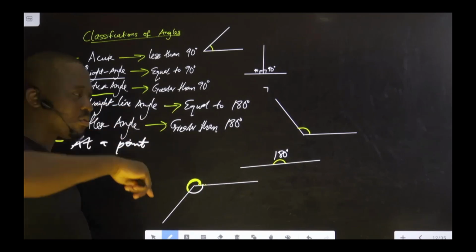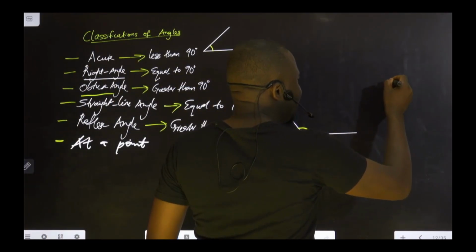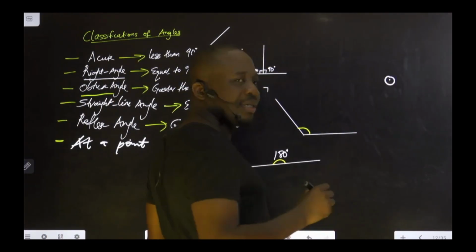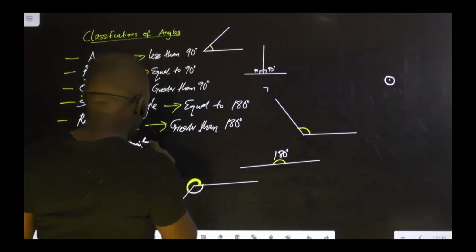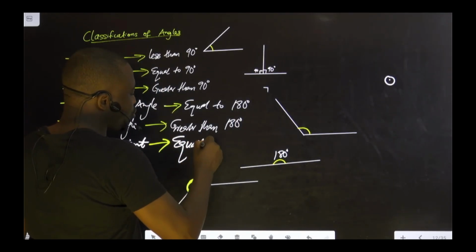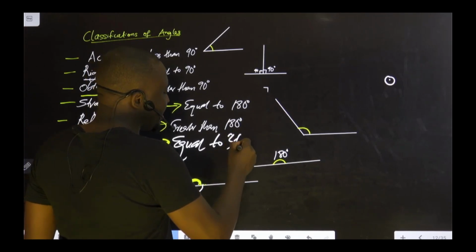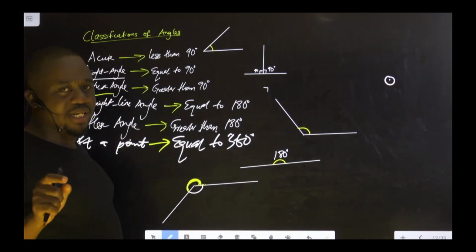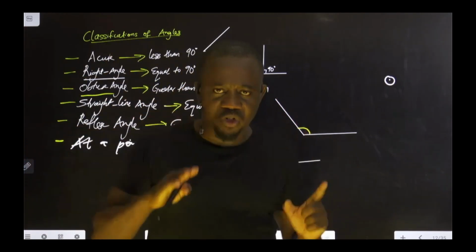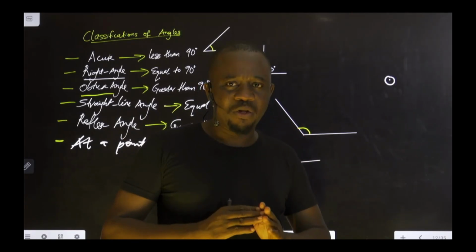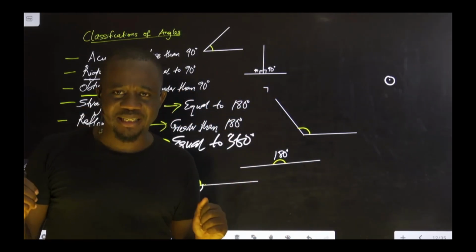Around a circle, this is a point. Around this point is 360 degrees. So 360 degrees is the angle at a point. The sum of angles at a point is equal to what? 360 degrees. With this, let's move straight to the next lecture.